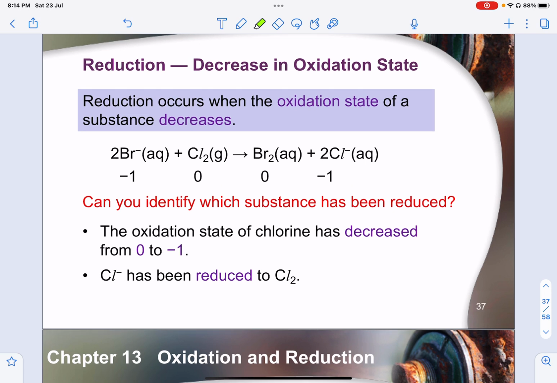So reduction occurs when the oxidation state of a substance decreases, and the oxidation state of the chlorine has decreased from 0 to minus 1.